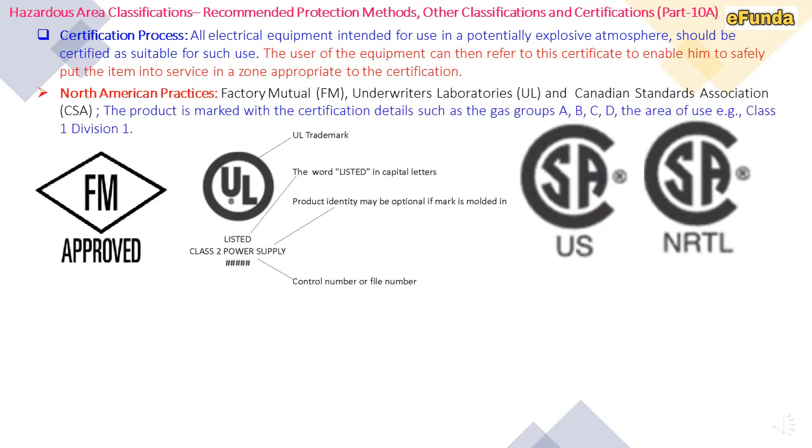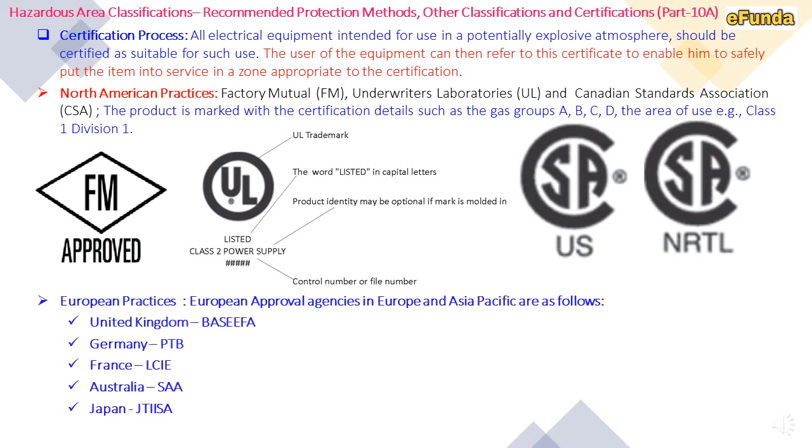North American practices, Factory Mutual, that is FM, Underwriters Laboratories, UL and Canadian Standard Association CSA. The product is marked with the certification details such as a gas group A, B, C, D and the area of use, that is a class 1 division 1. FM, UL and CSA certification markings can be seen from the pictures below.